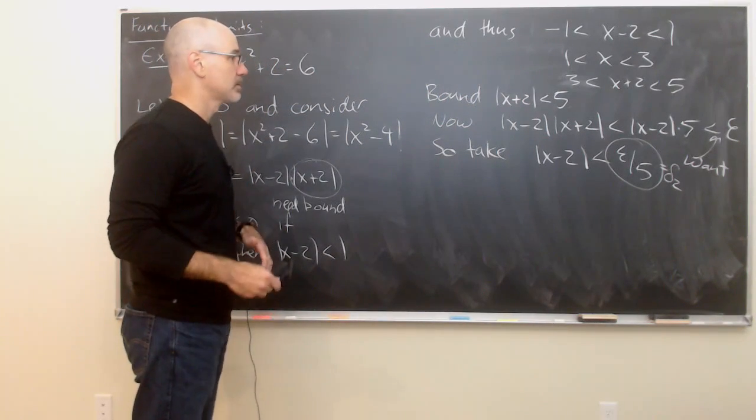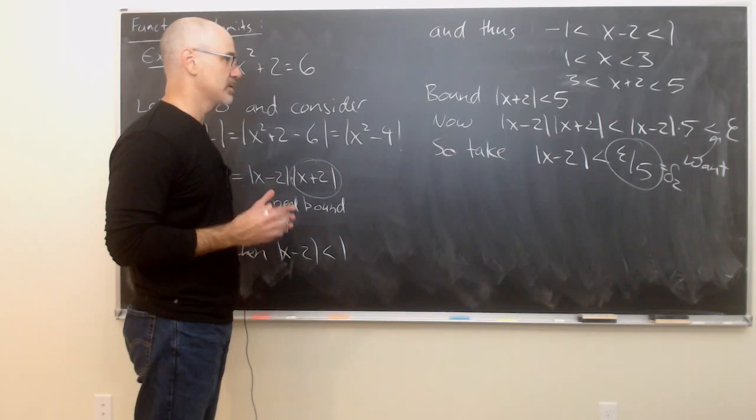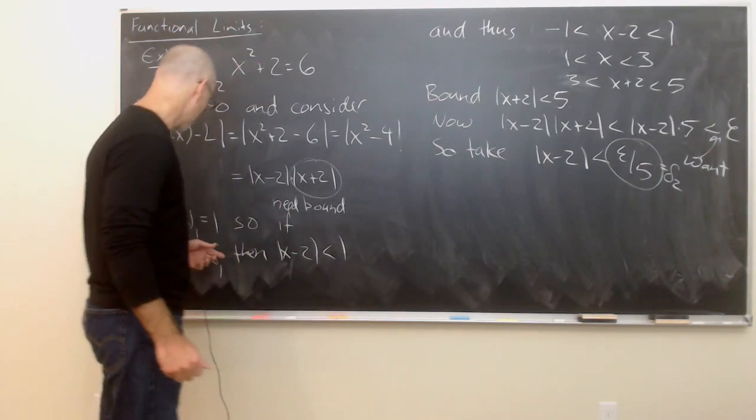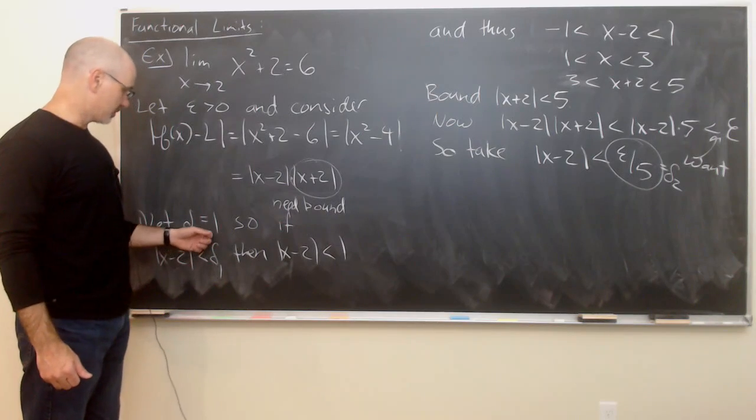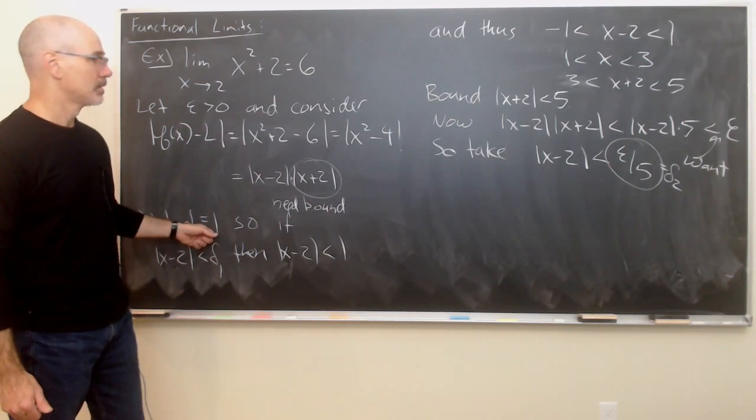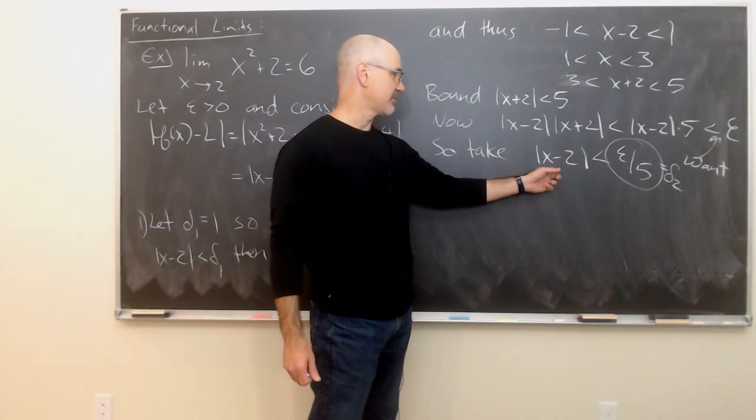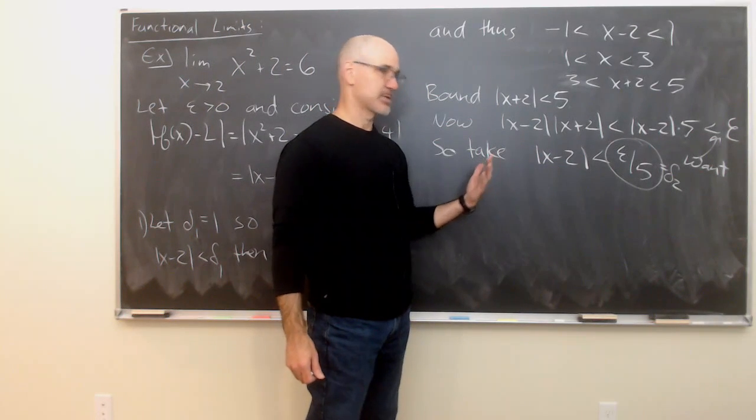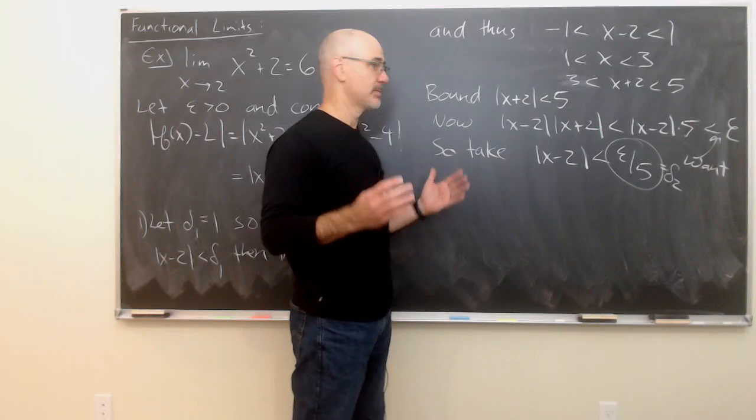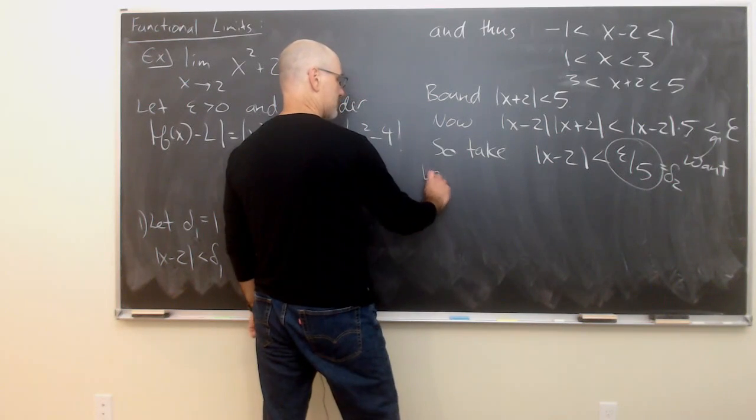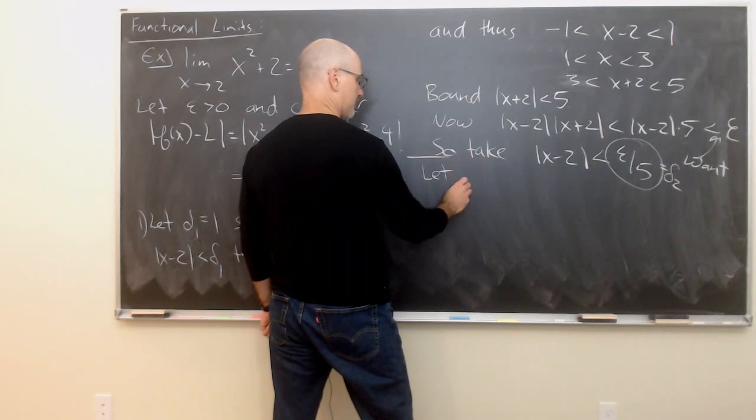And then to finish up the proof, we arrange to satisfy both of these deltas at the same time. So I want absolute value of x minus 2 to be less than 1, and I also want absolute value of x minus 2 to be less than epsilon over 5. And since I don't know what epsilon over 5 is, to guarantee this, I just need to make sure I take the minimum of the 2.